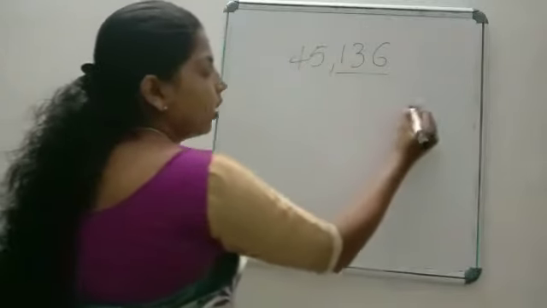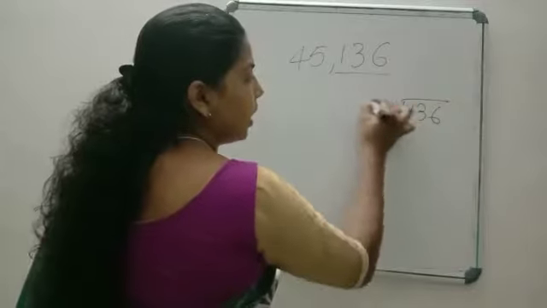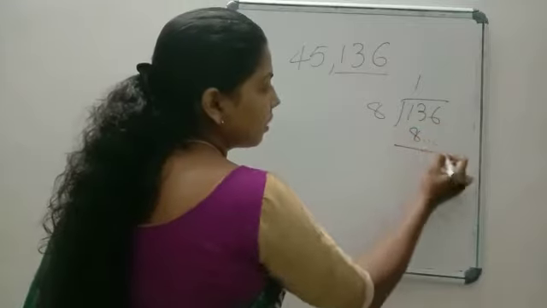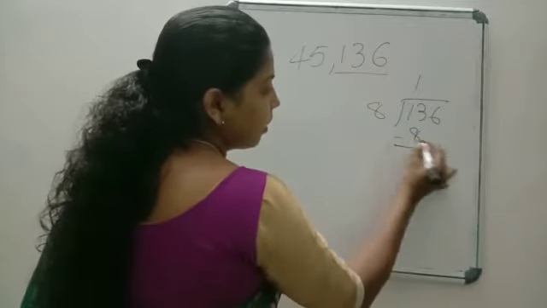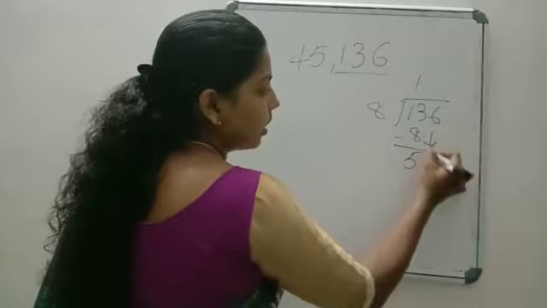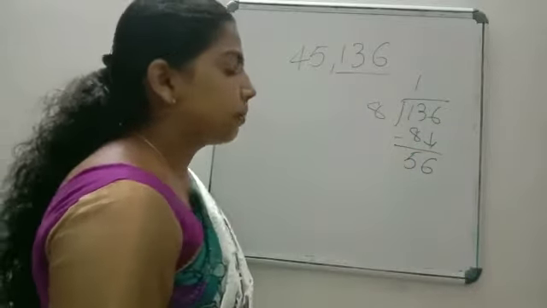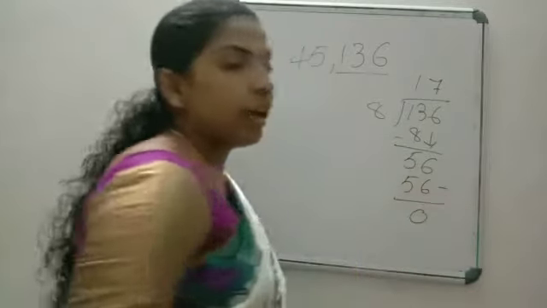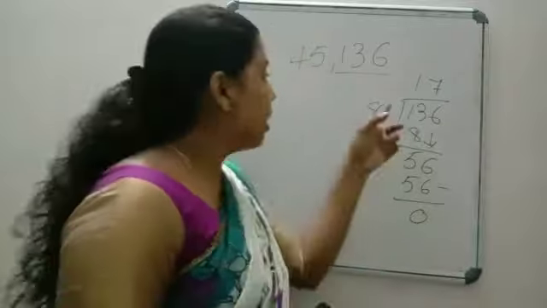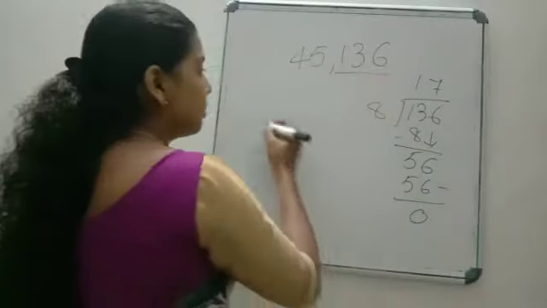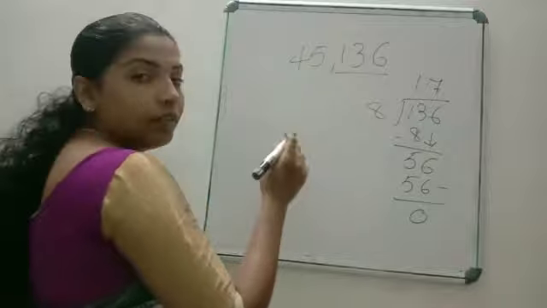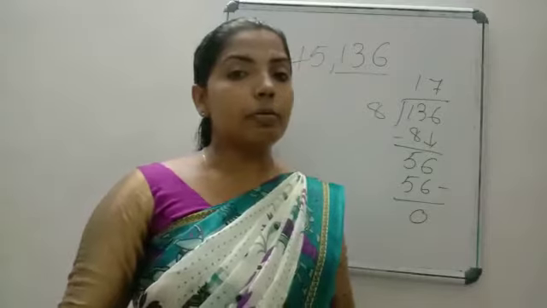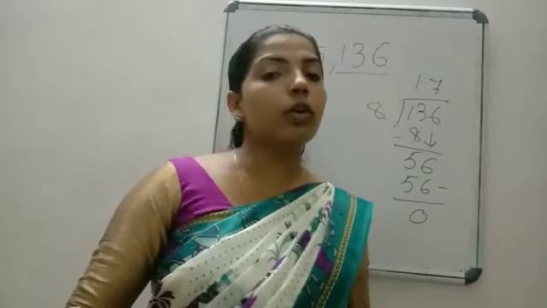So let us check if 136 is divisible by 8. If it is divisible, then we will get remainder 0. 8 ones are 8. Subtracting, we will get 5. Then take 6. Then 56. 8 sevens are 56. 0. And we got the remainder 0. That means 136 is divisible by 8. So what can we conclude? 45,136 will also be divisible by 8. And the rest of the two questions you can do as homework.